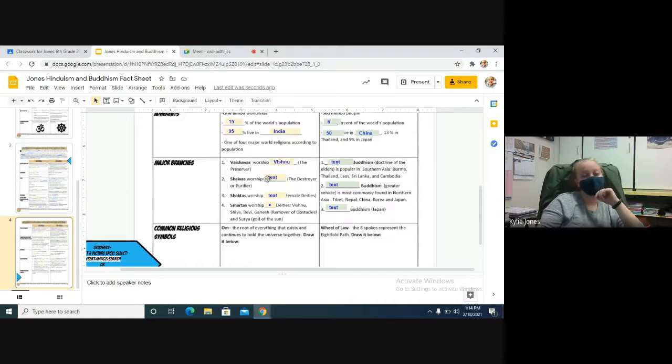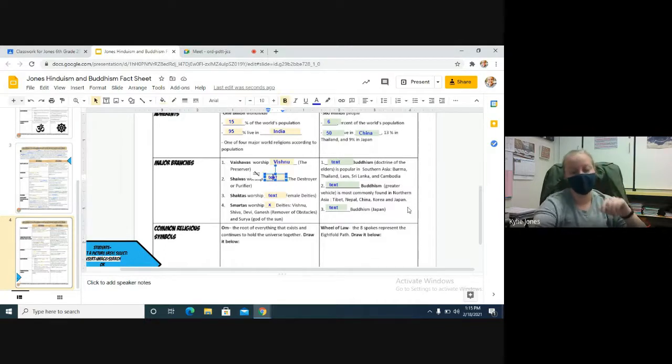The Shaivas worship who, which is the destroyer? Shiva. Shiva.